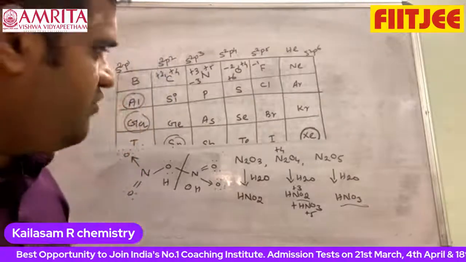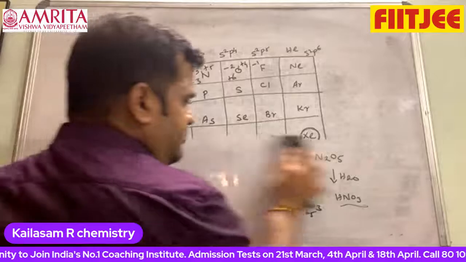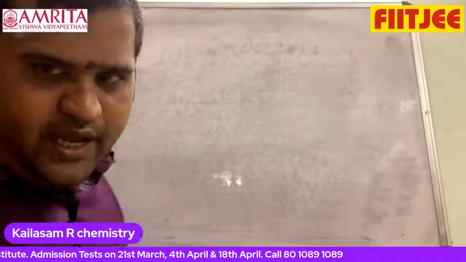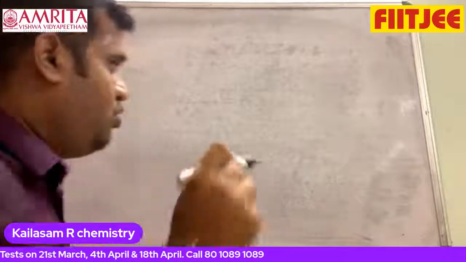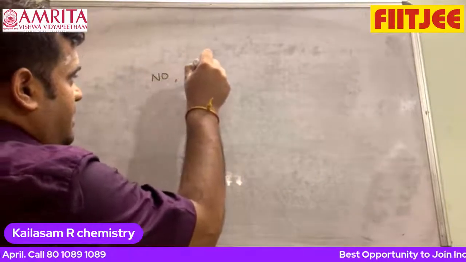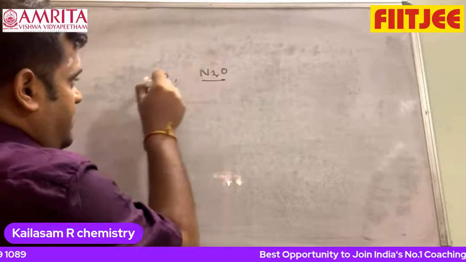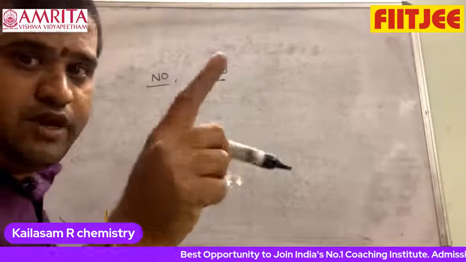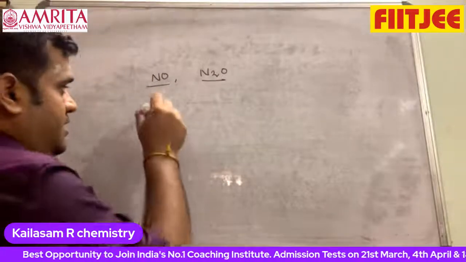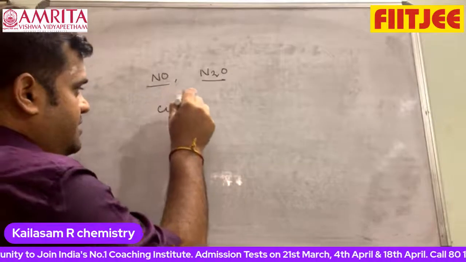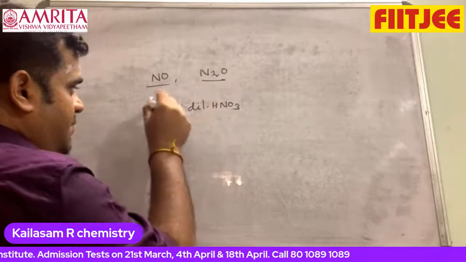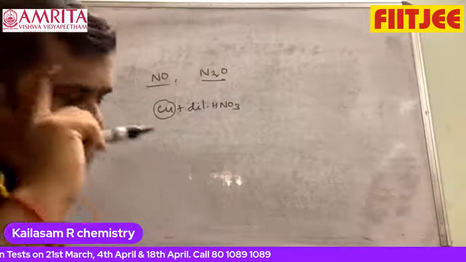Now we have a lot of information about this. Listen. Now we got the idea. Now how to prepare? Look at this. NO gas, N2O gas. So how to prepare these? This can be prepared by using dilute HNO3. Look at this, copper plus dilute HNO3. How to remember this reaction? Please keep it in your mind.